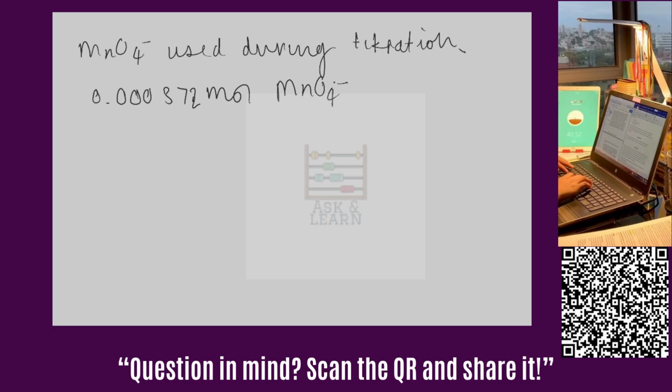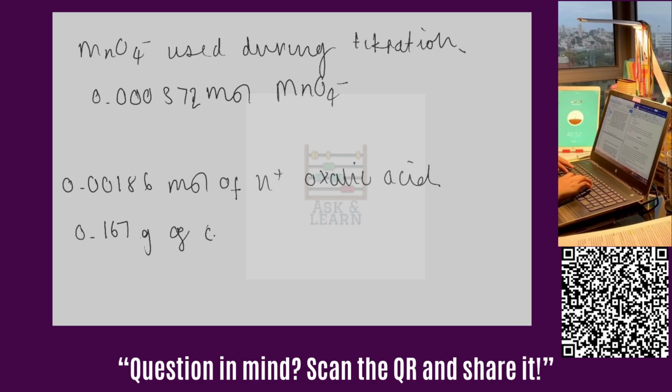So now we can relate this value to the moles of H plus from the oxalic acid in the sample, using the stoichiometry of the reaction. So then we have 0.00186 moles of H plus in the acid. So now we can use the mass of the acid. That can be determined using the molar mass, where we have 0.167 grams of oxalic acid.